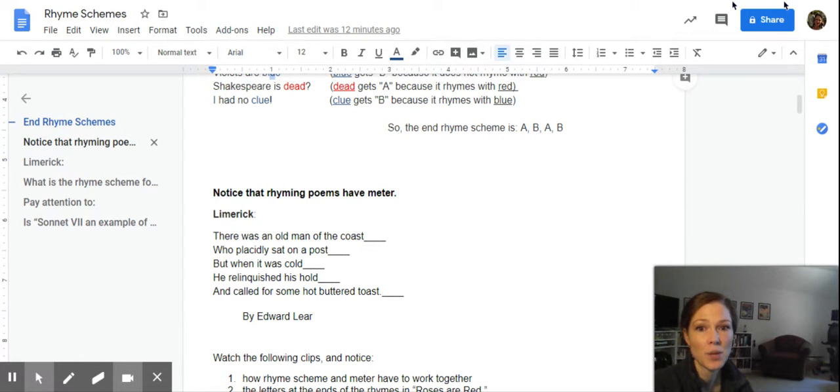So we have, there was an old man of the coast who placidly sat on a post, but when it was cold, he relinquished his hold and called for some hot buttered toast. So coast is the very first one, so I'm going to give that one an A. And then post is the end of the second line, but that rhymes with coast, so I'm going to give that one an A as well.